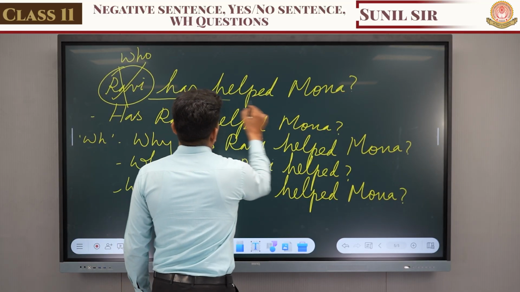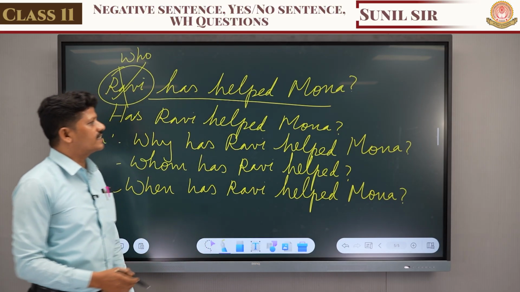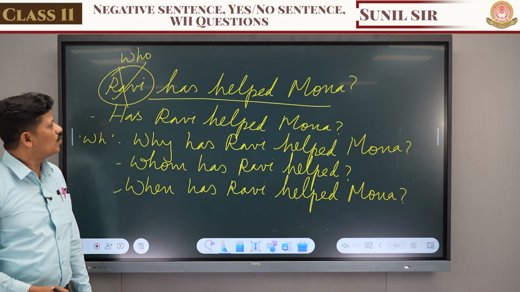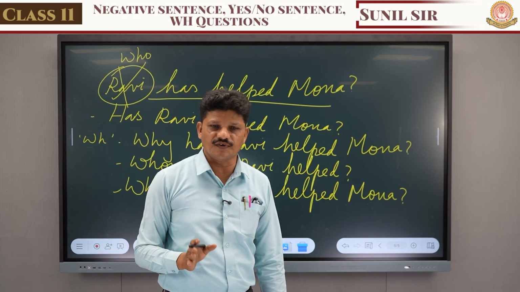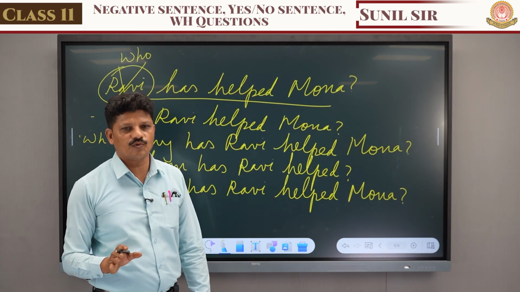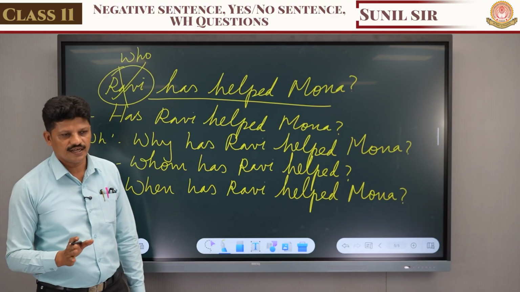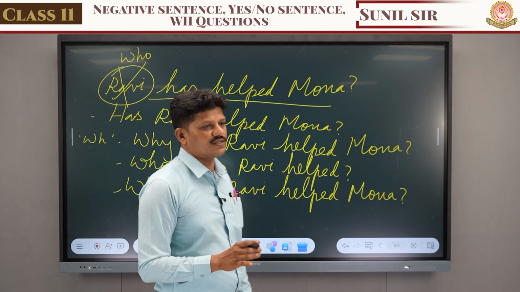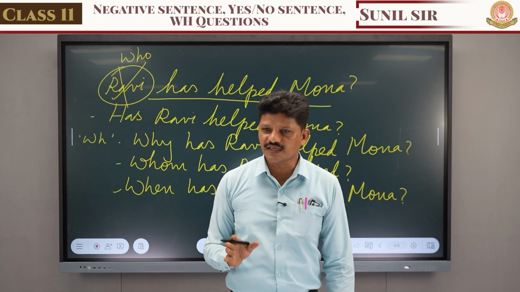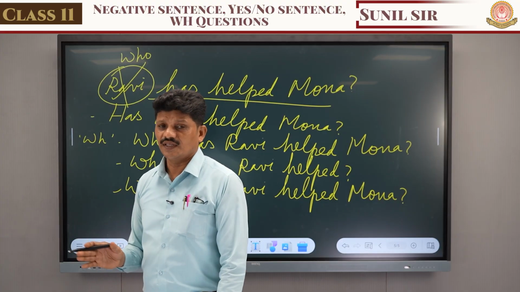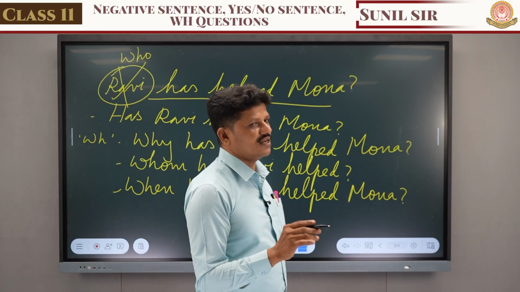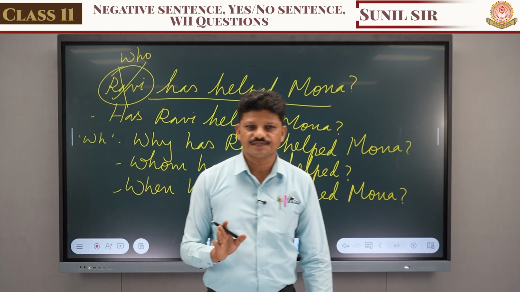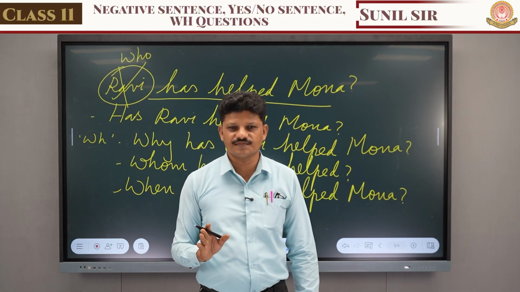It becomes the question, who has helped Mona. So whenever we make a question with who, we just have to remove the subject. Instead of the subject, we just have to place who, and the remaining sentence will remain the same. There won't be any change. We just have to add a question mark at the last. Have you understood?